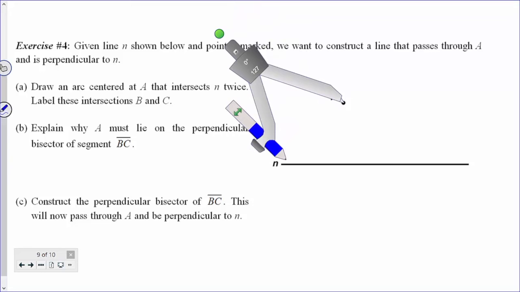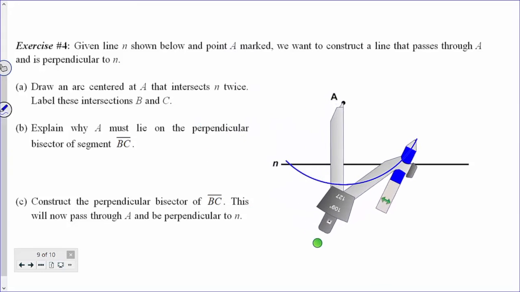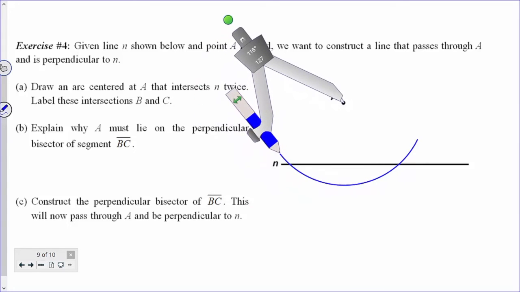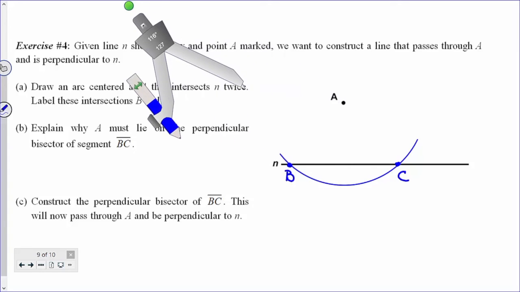And then what has to happen is now, when I swing my arc through, it's got to intersect line N twice. And it's a good thing if those intersections are relatively far away from each other. But really quick, let me call that B, and let me call that C, okay?